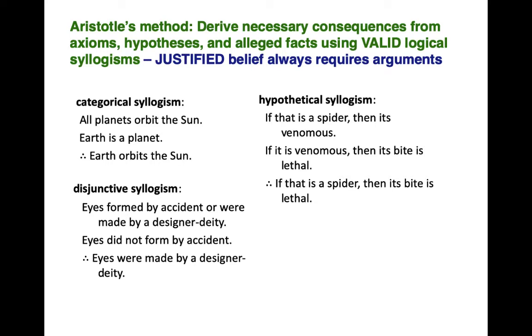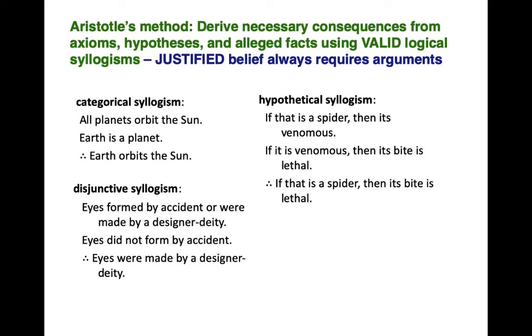Here are 3 examples. Here's an example of a categorical syllogism. It's based on an all or nothing sort of statement. All planets orbit the sun. Earth is a planet. Therefore, Earth orbits the sun. There is no way, if Earth is a planet, that it cannot be orbiting the sun. If it's true all planets orbit the sun, the conclusion that Earth orbits the sun follows of necessity.